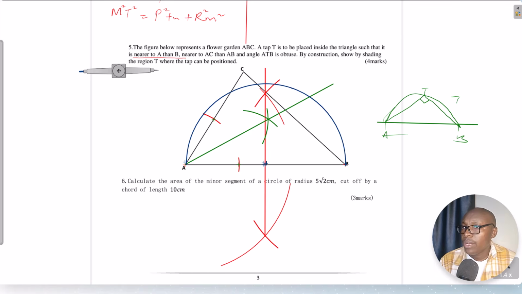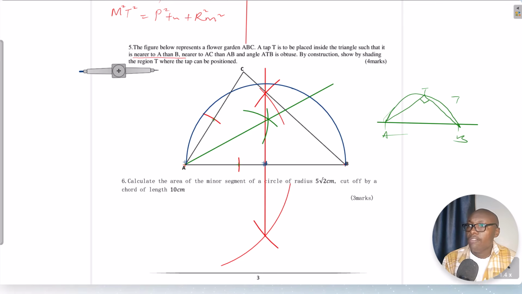Any angle that you make with the circumference, remember the diameter subtends an angle of 90 at the circumference. That is what you're using, because we want an obtuse angle, greater than 90. So T is supposed to be anywhere along that arc that you've drawn, but we only consider the part that is inside the triangle. The part that is outside the triangle, we don't require, because that tap has to be placed inside the triangle. So the part of that arc that is inside the triangle is the one that we need.